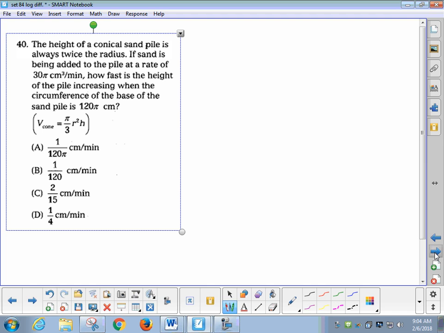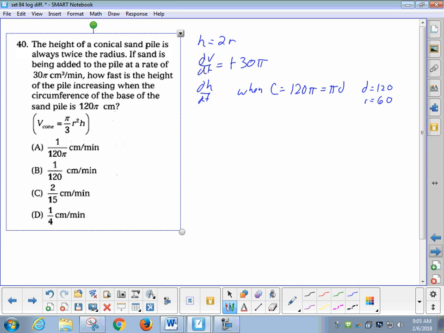This, I was not super pleased with how this went. This is related rates. How fast is the height of the pile increasing? You're given a lot of stuff here. The height is twice the radius. The sand is being added at dV/dt is positive 30 pi. How fast is the height increasing? They want dh/dt. When they give you a kind of a convoluted instant, the circumference is 120. Given that circumference is pi d, that would imply diameter is 120 or radius is 60 at the instant.